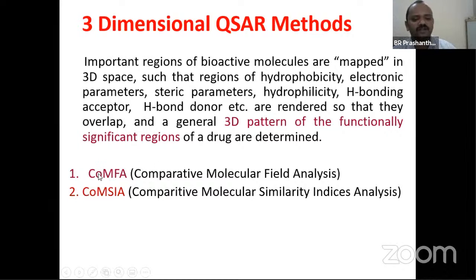Okay, so now as part of the 3D QSAR, what is the difference between 2D QSAR and 3D QSAR? The main difference is that in 2D QSAR we use the two-dimensional structure of the ligands, or the molecules. In 3D QSAR, we use the three-dimensional structure of the molecules. But only if your prediction of the ligand's three-dimensional structure is correct is your model correct.